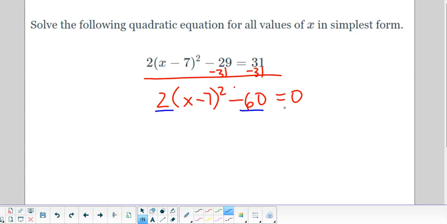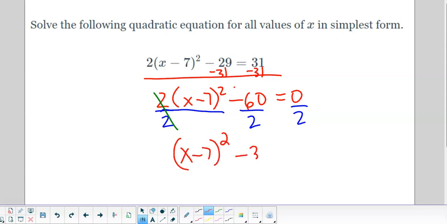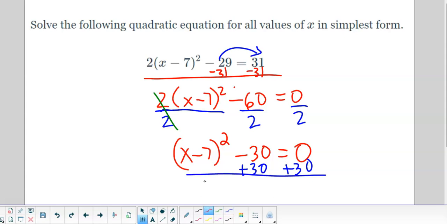So first thing I'm going to do is use my division property of equality. And technically, this is what I'm doing. So let me write that properly. So here I'm going to get quantity x minus 7 squared minus 30 equals 0. And now I'm going to actually add 30. Oh, I guess I should have initially brought the 29 this way, but that's okay. Quantity x minus 7 squared equals positive 30. This is good.